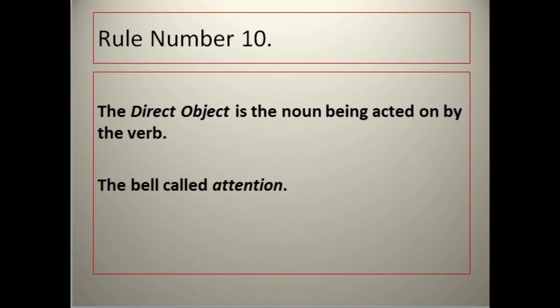But what if the verb shows that the subject is doing something to someone or something? In this sentence, the direct object of the verb called is attention. The attention is the noun that the bell, the subject, is calling. Without the attention, the bell would be calling nothing. In other words, the bell is acting on the attention.